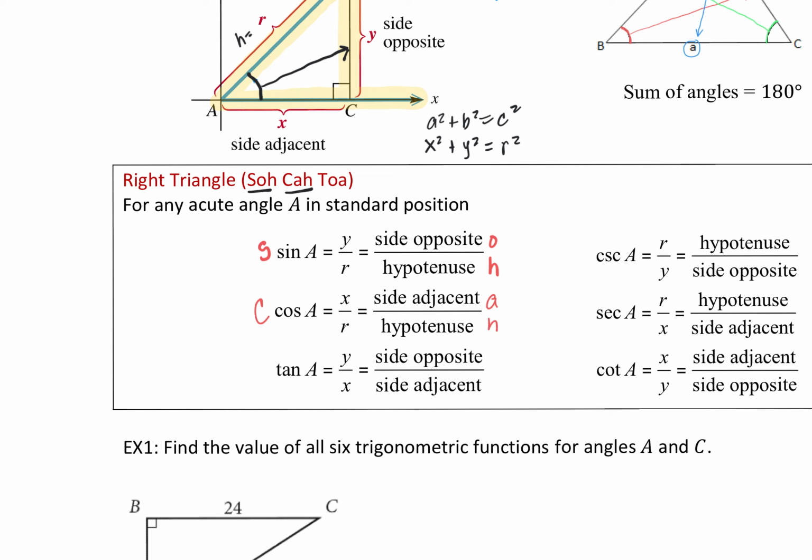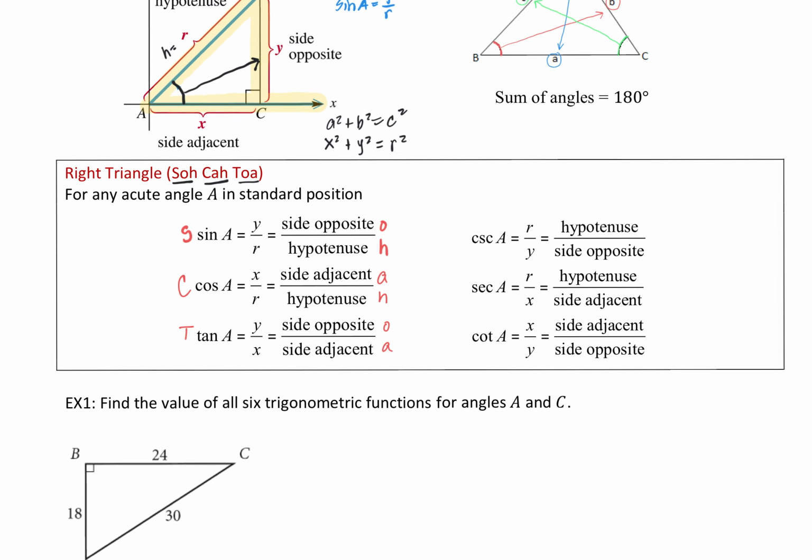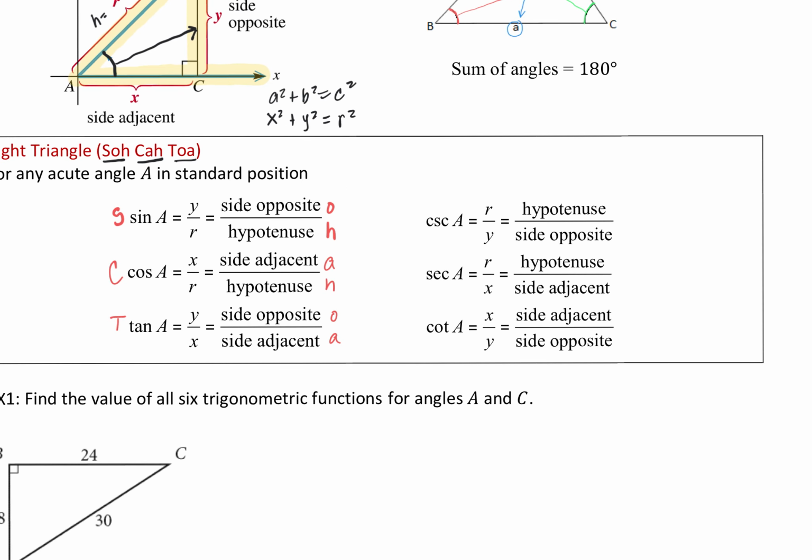Adjacent just means the side next to the angle. So in this diagram, x is the side next to angle A. And our last is our TOA for tangent, which is opposite over adjacent. So that's where the SOHCAHTOA comes from. And it's just an easy way to remember the relationship between angles and sides when we're looking at sine, cosine, and tangent. Now, I don't know of any mnemonic device for cosecant, secant, and cotangent, but basically they're just reciprocals of sine, cosine, and tangent. So if you have sine, cosine, tangent, flip them, you get cosecant, secant, and cotangent.